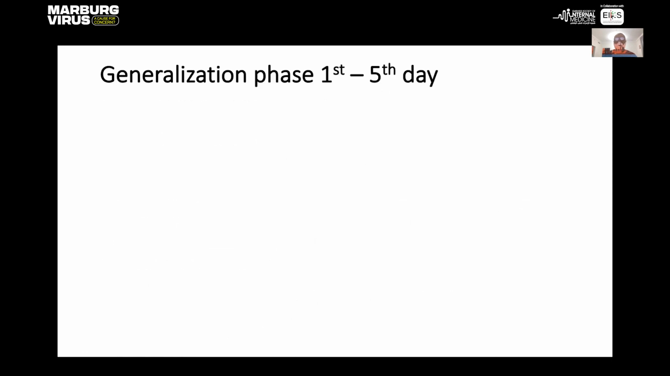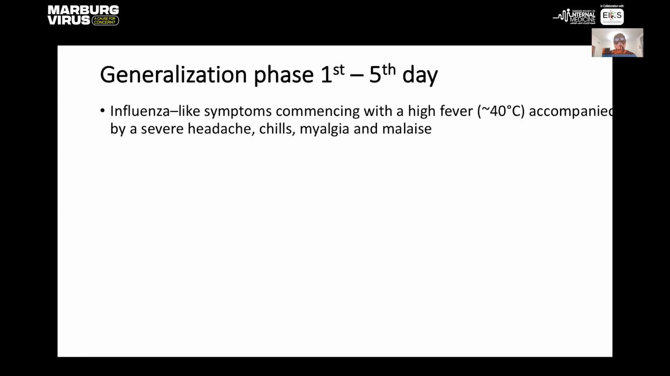So the generalization phase starts from the 1st to 5th day of clinical symptoms, in which you get regular influenza-like symptoms, which is abrupt high-grade fevers, which is also classically seen in dengue and other tropical infections, associated with headache, chills, myalgia, and malaise. Now, this is accompanied by rapid debilitation. So the myalgia and malaise is so severe that they're not able to move around, they're not able to talk and eat as well. So you could see that the patient is severely sick.